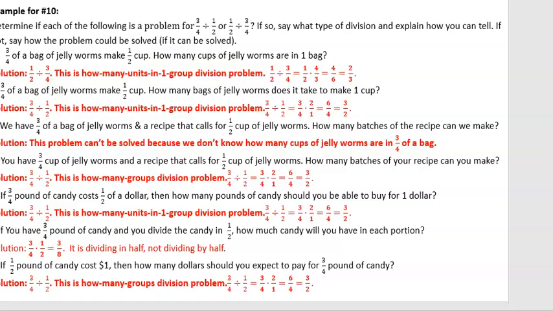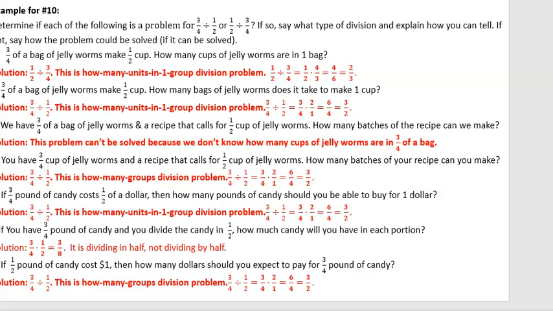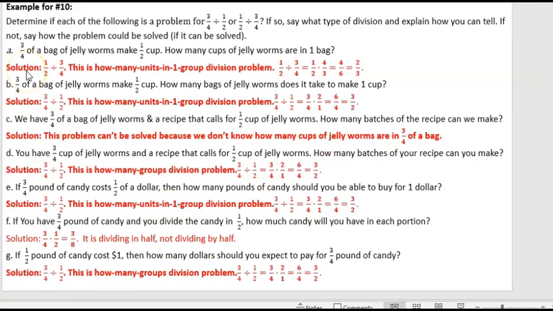Let's look at the first problem. 3/4 of a bag of jelly worms make 1/2 cup. A bag is not really a standard measuring unit because we don't know how big the bag is. But a cup usually means the measuring unit, 1 cup. And how many cups of jelly worms are in one bag?